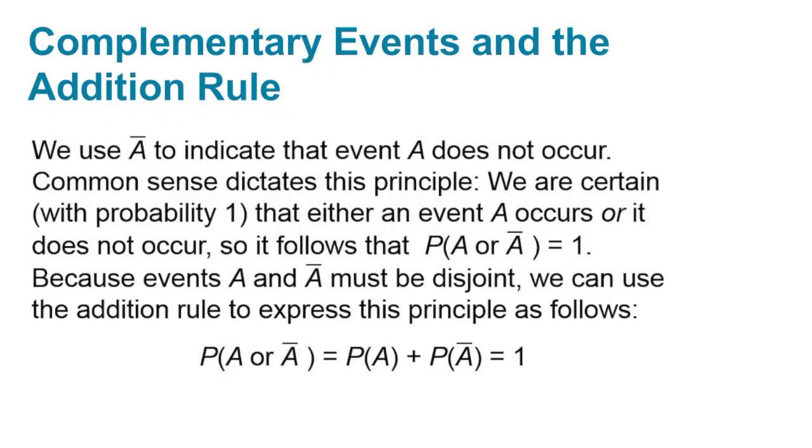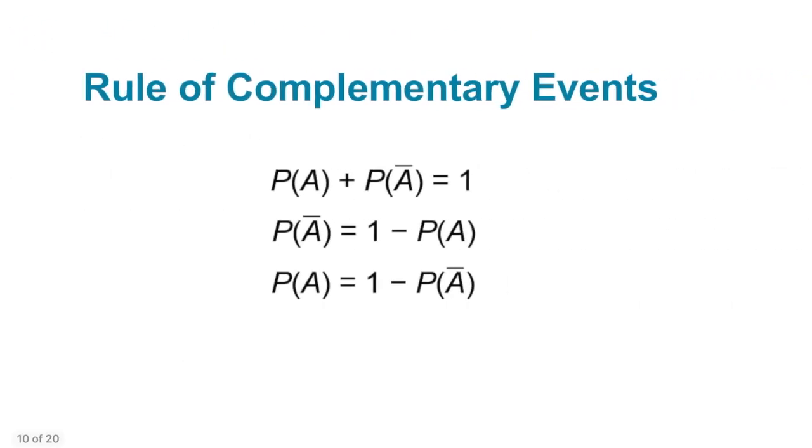Complementary events and the addition rule. If you take the probability of A and add it to the probability of its complement, it is equal to 1. We have 3 variations of the complement rule. First, P of A plus P of A bar equals 1, or P of A bar equals 1 minus P of A, or P of A equals 1 minus P of A bar.